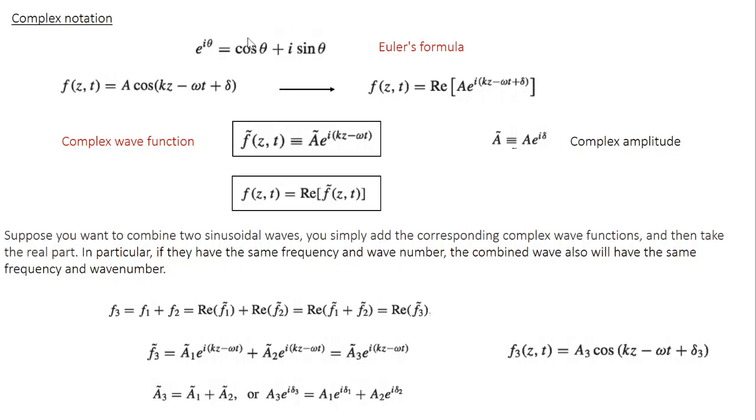In vector analysis, we have learned an important formula known as Euler's formula, where you can write a complex function e to the power i theta as cos theta plus i sin theta.